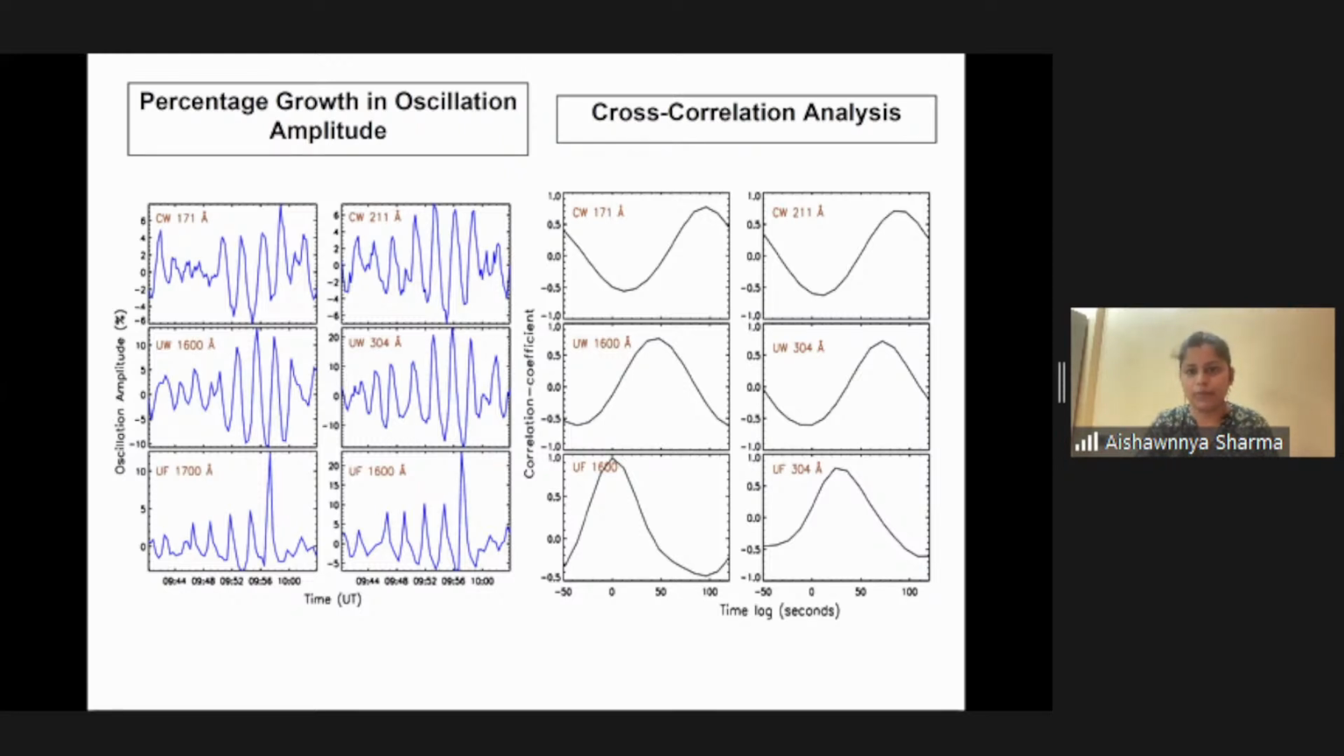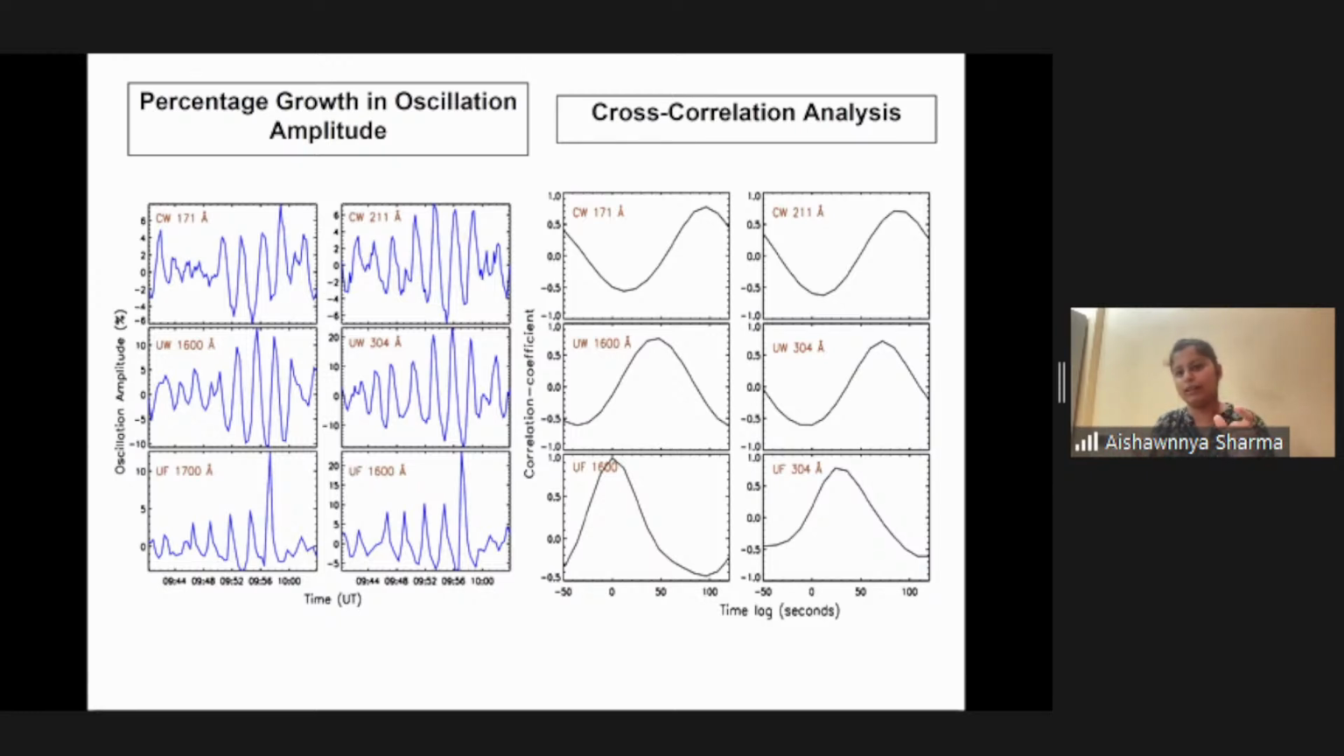For umbral flash, 1600 and 304, we are getting very high correlations. In fact, for the other channels also, for umbral waves, the correlation is more than 0.5. For umbral wave 304, the correlation coefficient is more than 0.5. In fact, for the coronal waves also. So we have found they are very well correlated. Second, we find that when the peak of this correlation coefficient happens, there is a shift in time. We see, this is here, this is here, this is here. So there is a shift.